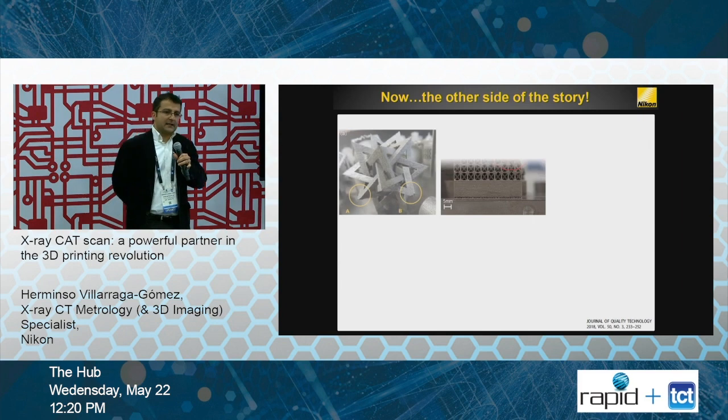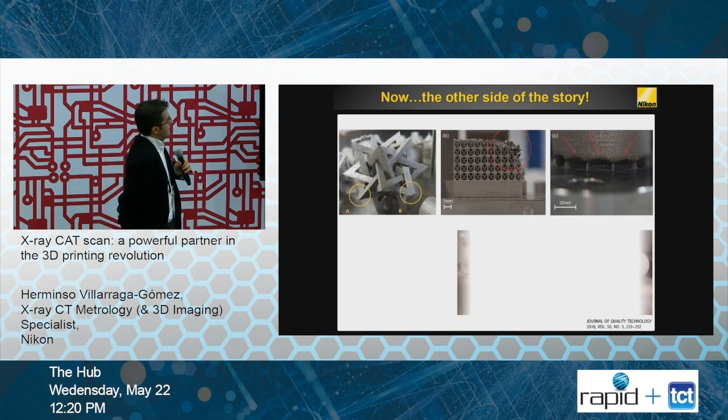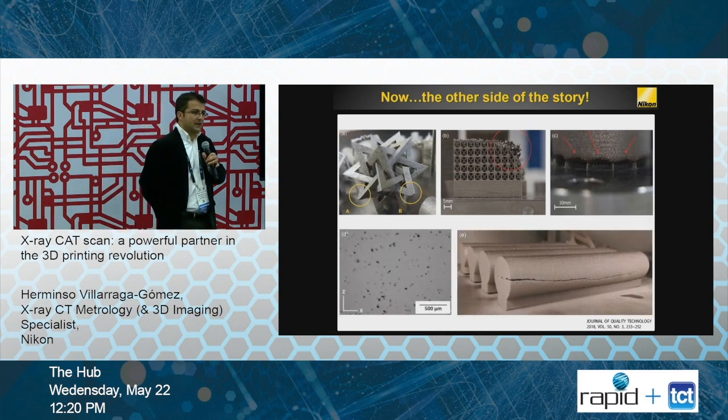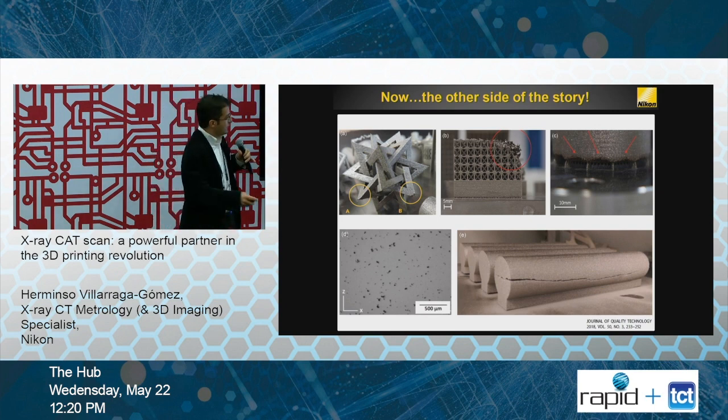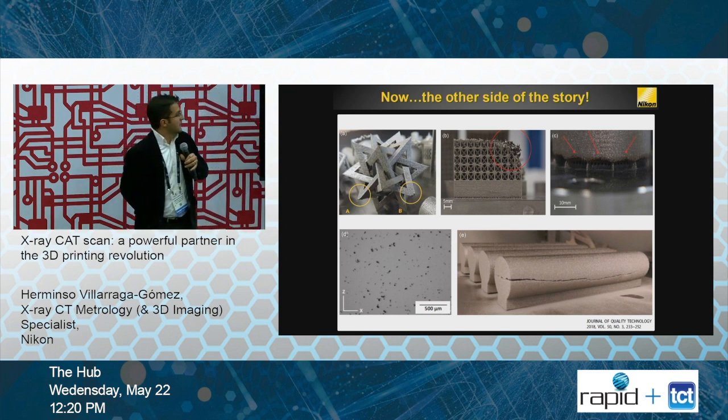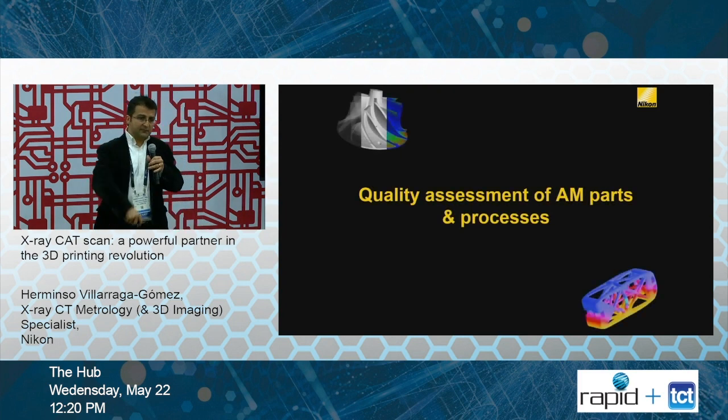Now, the other side of the story. We've got some problems. We sometimes have issues with the 3D printing processes, and then we have to check for quality. We have defects, we have parts missing, we have cracks, and also we have porosity. So that brings me to the topic of my presentation, which is quality assessment of additive manufacturing parts and processes.